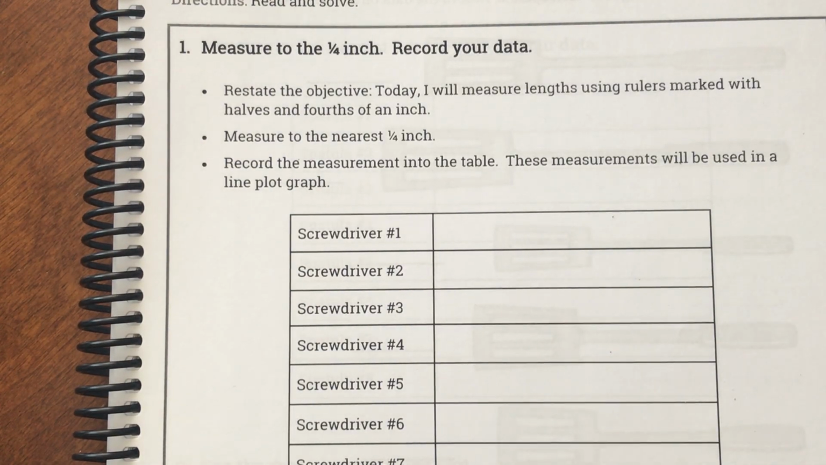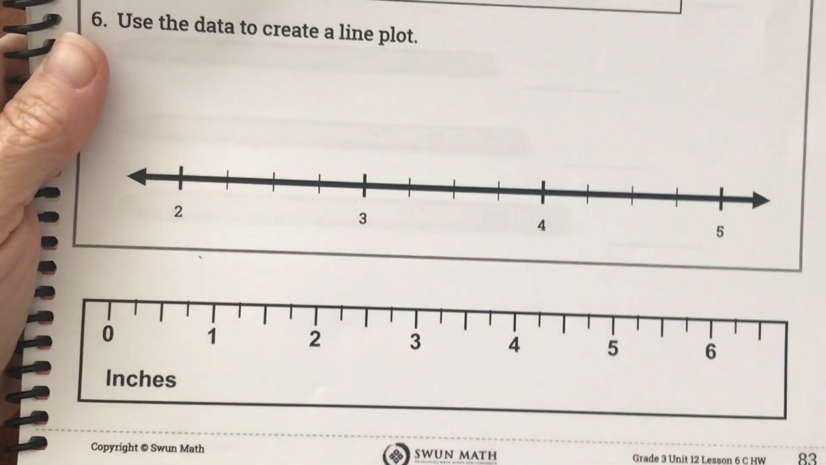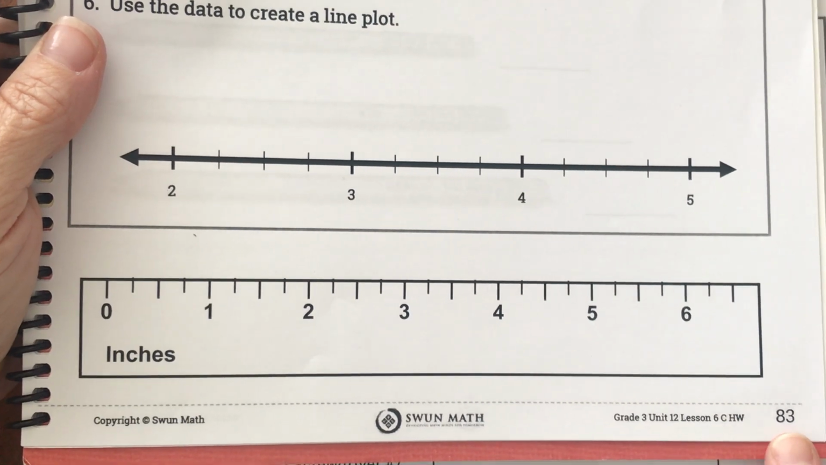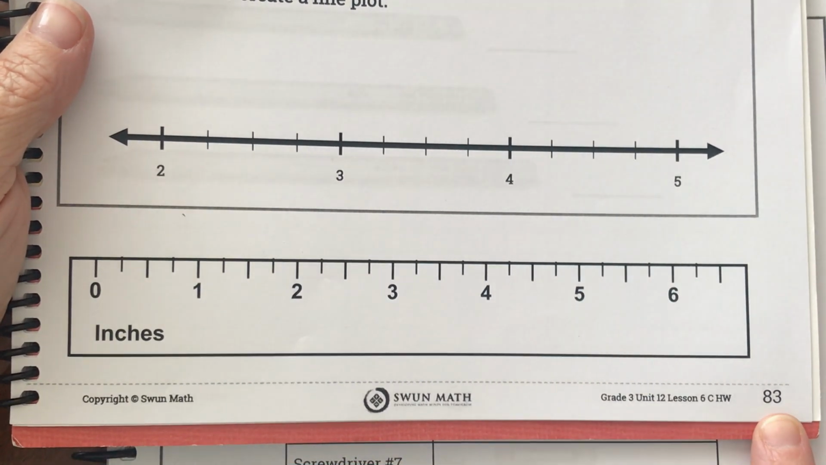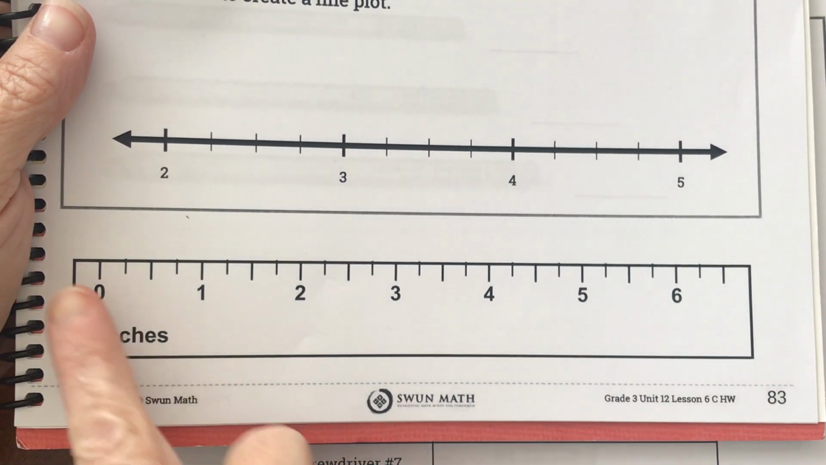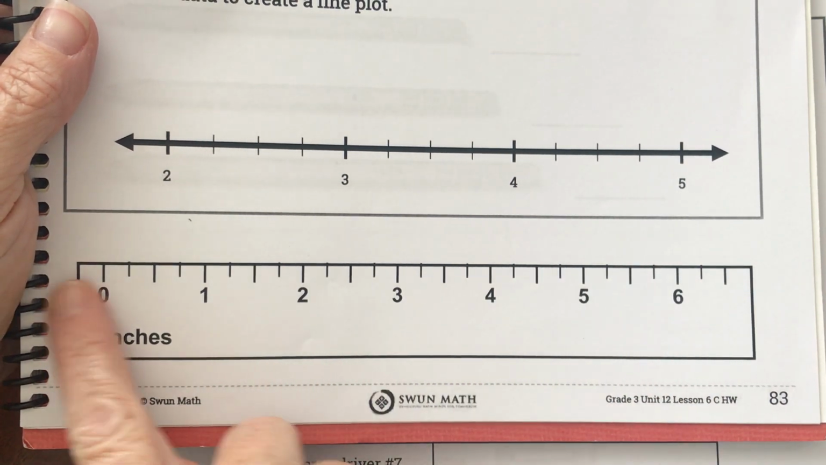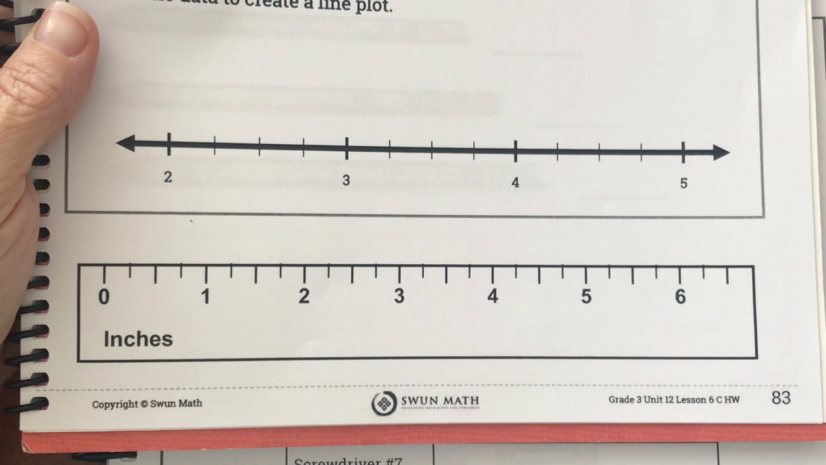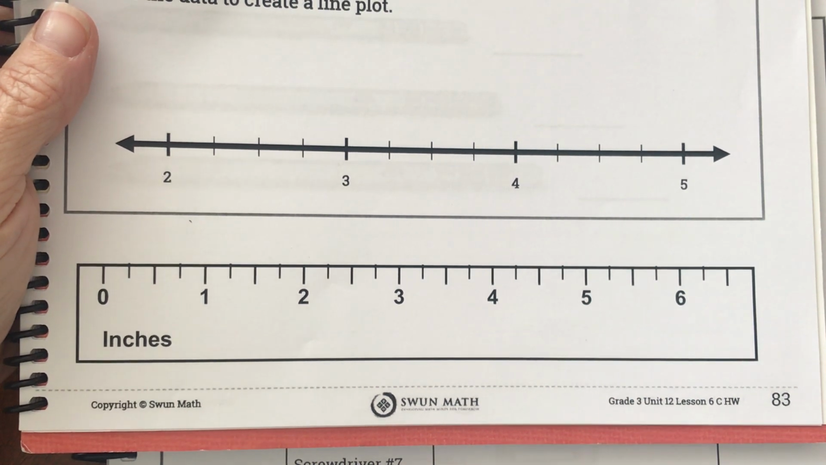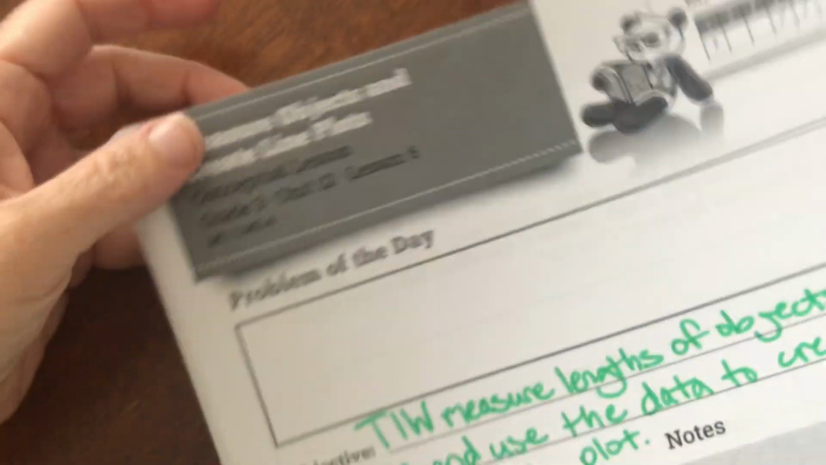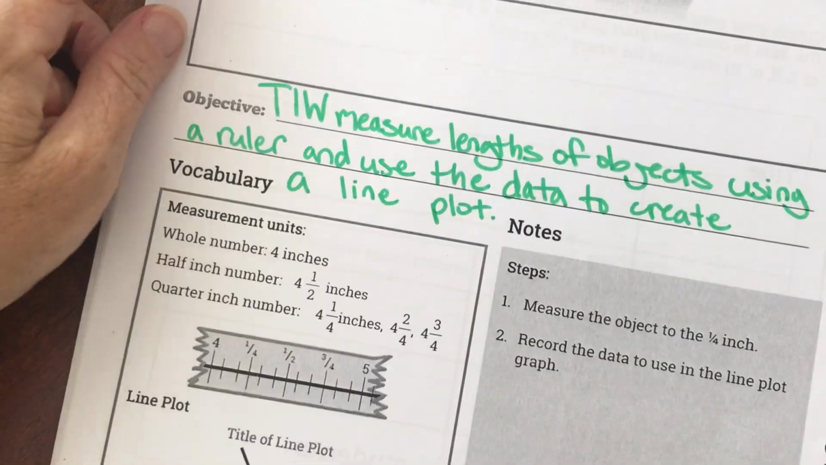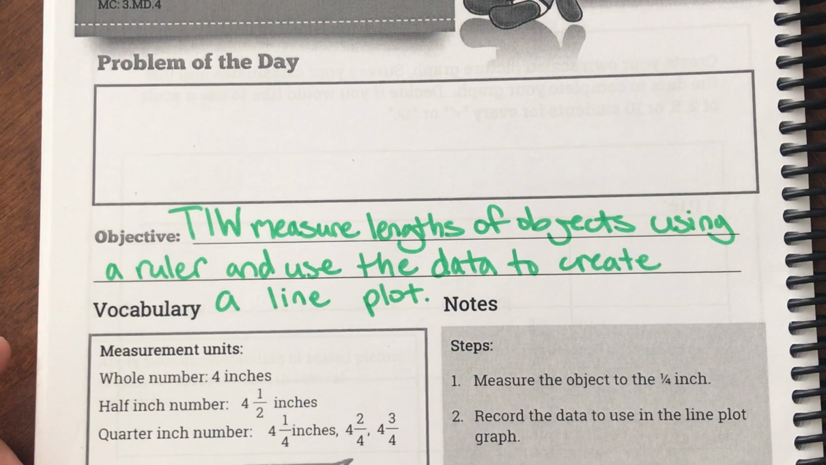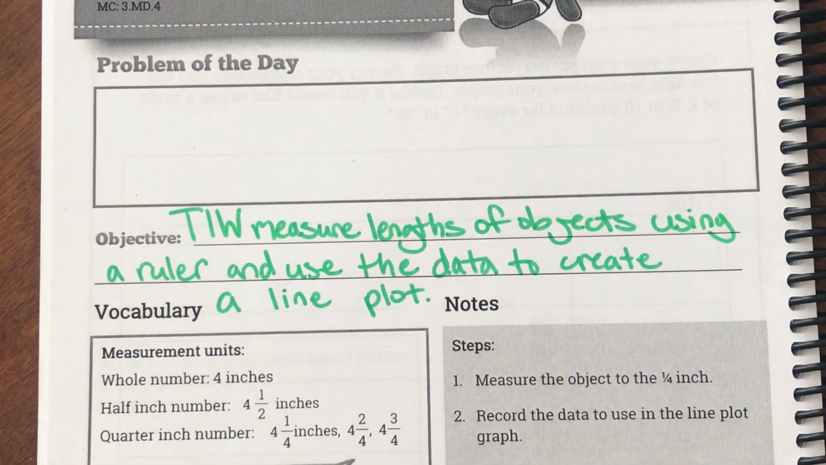Another option, boys and girls, is in your homework book on page 83. There's also a ruler you could cut out if you'd prefer to do that. Or obviously, if you have a ruler at home, you could use that. But somehow you are going to want a ruler to use. Then it says we're going to use the data. Data just means information. So we're going to use the data to create a line plot.